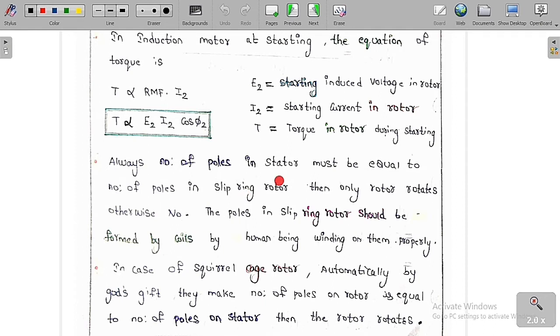So always the number of poles in the stator must be equal to the number of poles in the slip ring rotor. Then only the rotor is going to rotate. Otherwise, no.